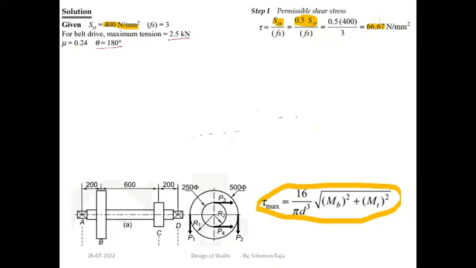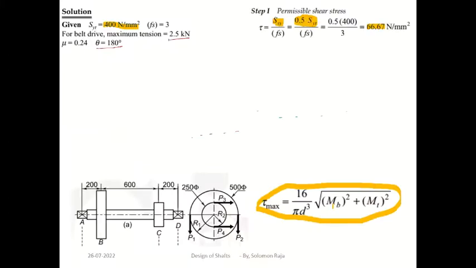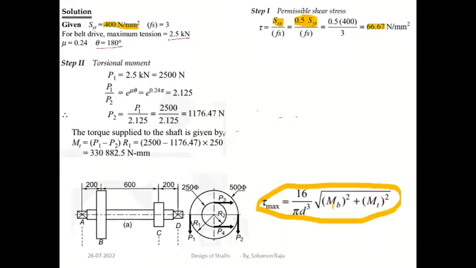Right, one data we found. We need two more data, Mb and Mt. Let us see whether they have given any other data like power or anything else. Let us see the question once. Whether they gave any power value? I don't think so. They didn't give any power value. Next we will find out the P1 and P2 values. P1 they have given as 2.5 kilonewton.